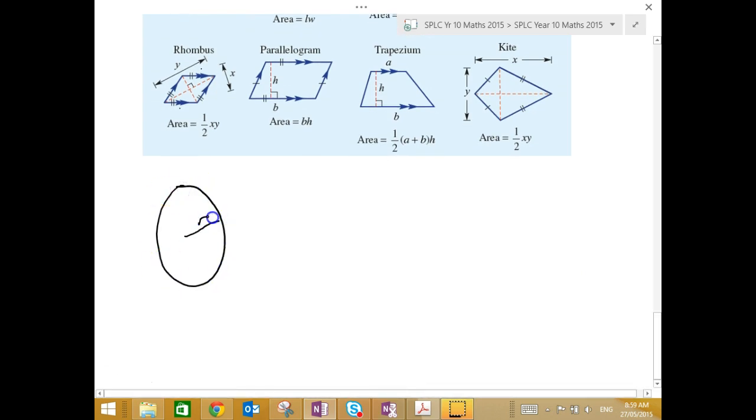Circle, area of a circle, pi r squared. This is 6.3. You asked that before.